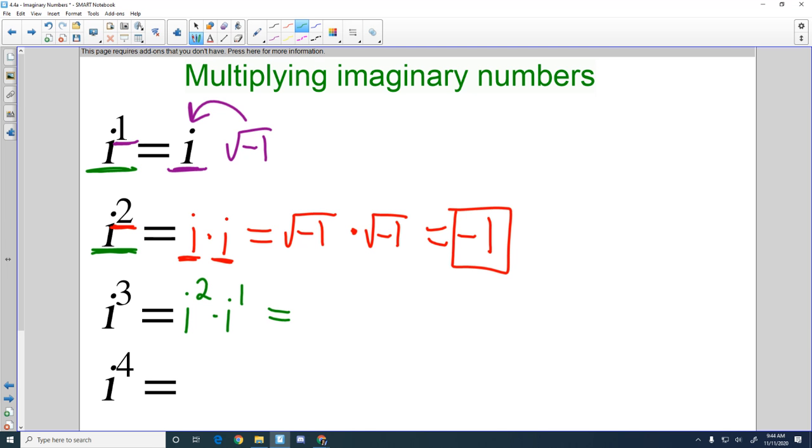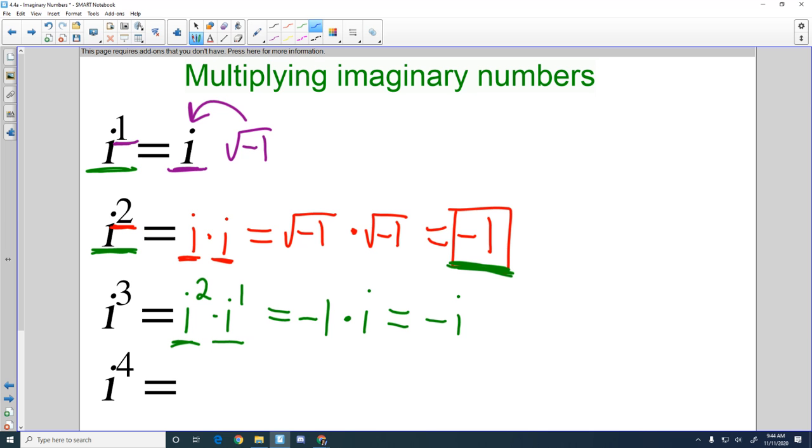So i to the second power we know is a negative 1. So I'm going to replace this i squared with just a negative 1, and it is being multiplied by i to the first, and we know i to the first is just i. So when I multiply these two pieces together, negative 1 times i is negative i, which is also kind of crazy. If you cube an imaginary number, it becomes negative. What?